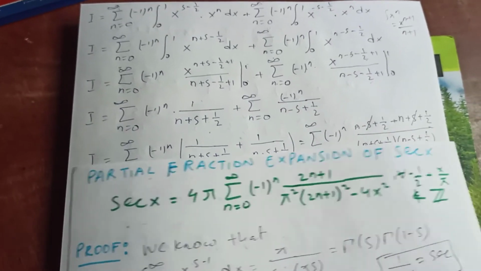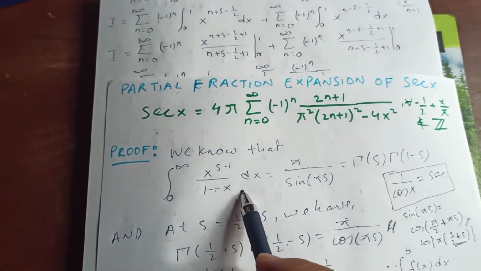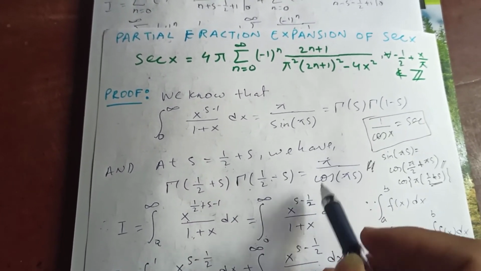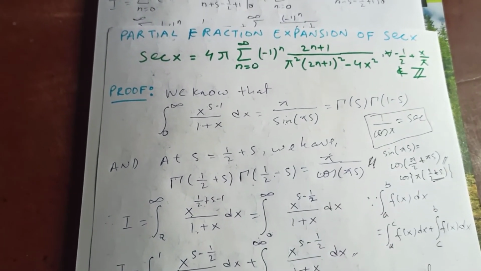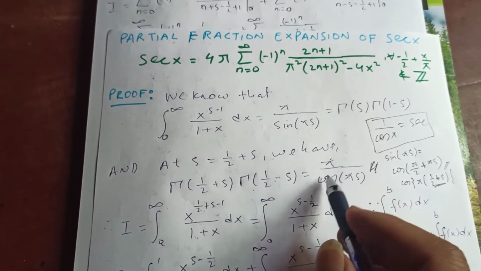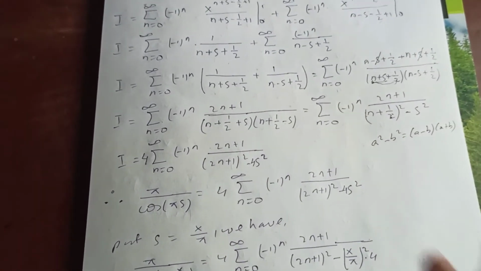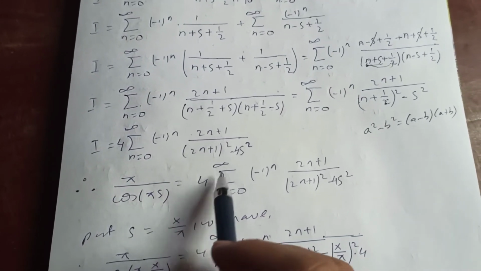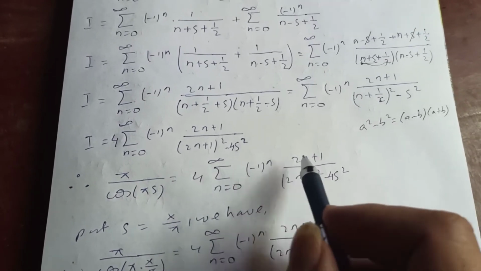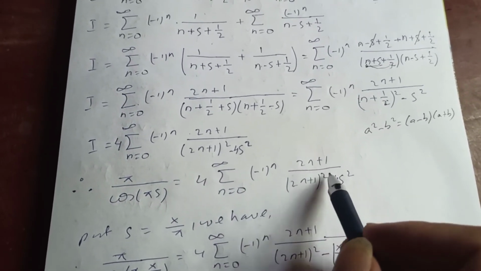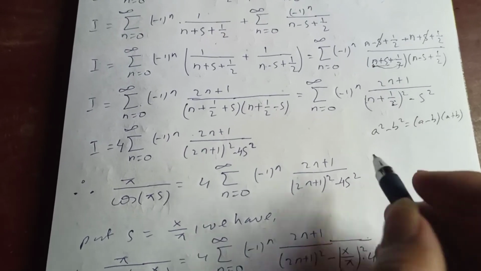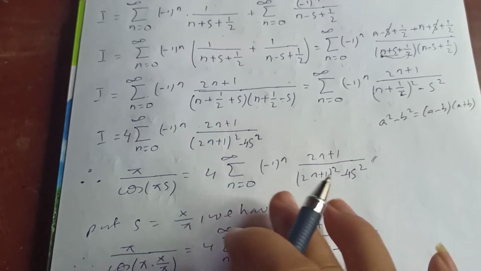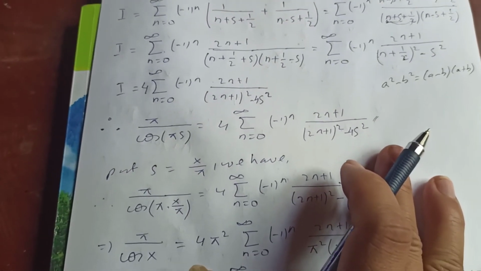Then this one is our original one. Our original one is this one. So integration of this one, okay, the meaning this is nothing but pi over cos pi s, right? So our integral I is nothing but pi over cos pi s. Therefore here our integral I is nothing but pi over cos pi s, which is 4 times sum from n equal to 0 to infinity minus 1 to the 2n plus 1 upon 2n plus 1 whole square minus 4s square, okay, 4s square. So this is the expansion form of pi over cos pi s.